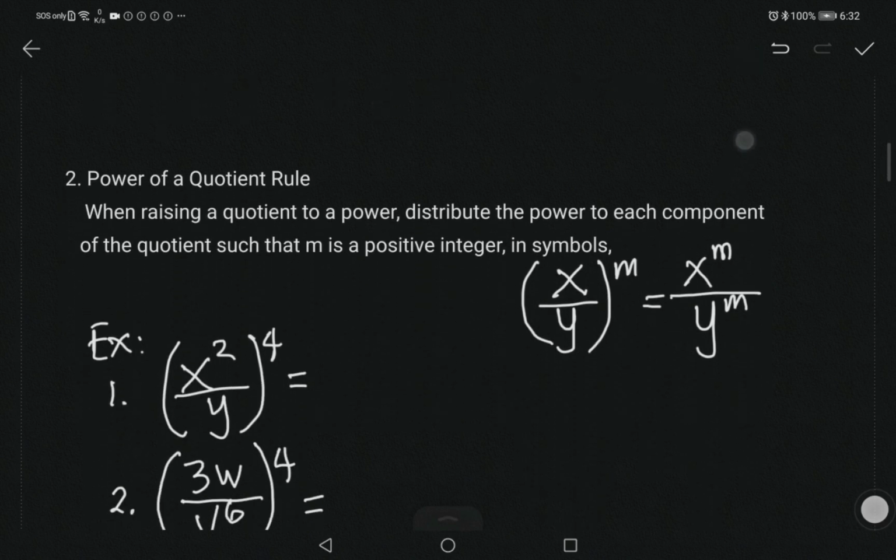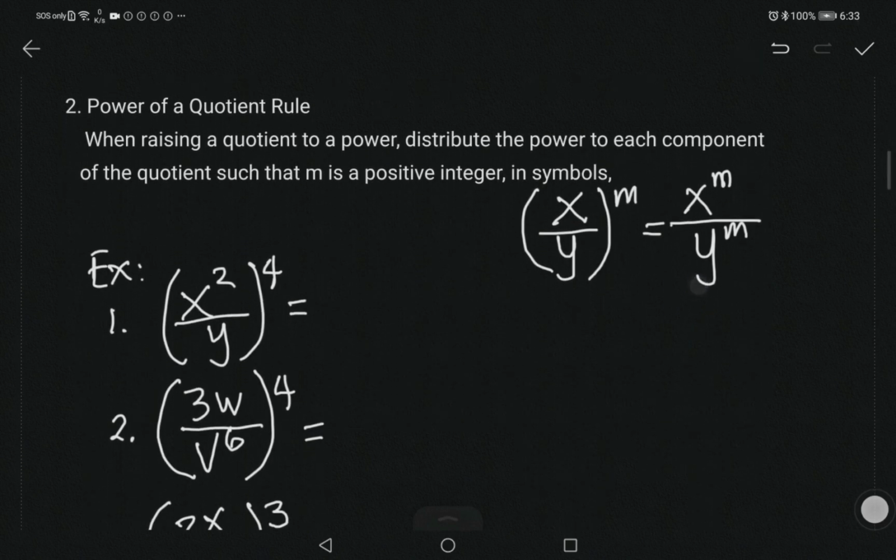Then let's go to number 2, power of a quotient rule. When raising a quotient to a power, distribute the power to its components of the quotient, such that m is a positive integer. In symbols, we have (x over y) raised to the power of m, and that is equal to x raised to the power of m over y raised to the power of m.